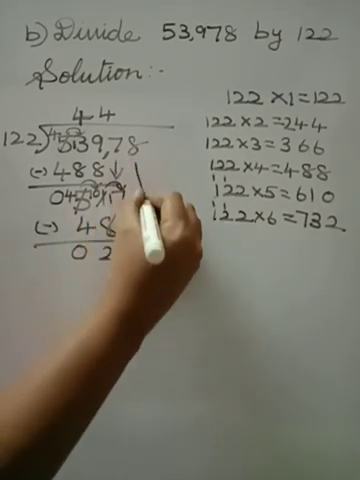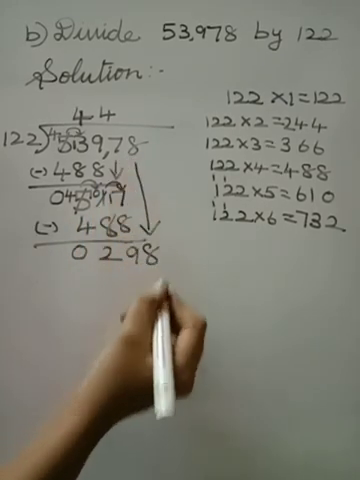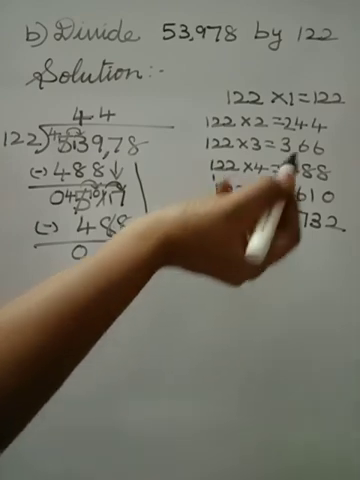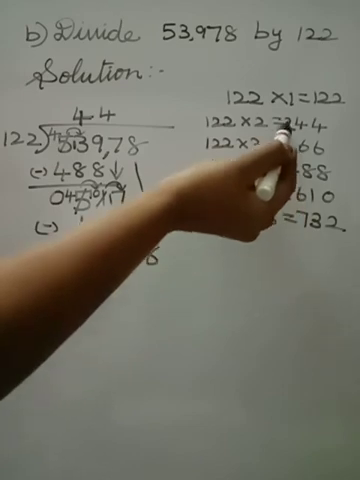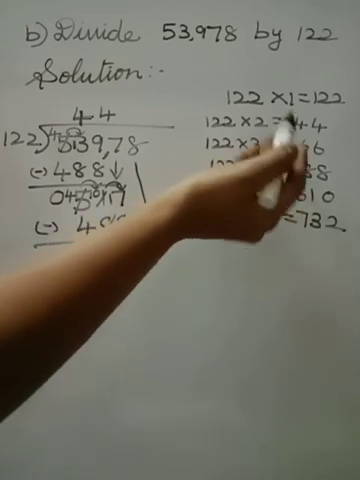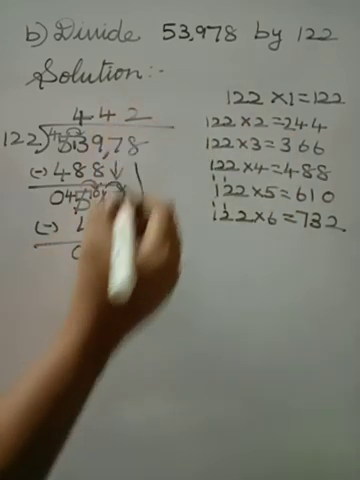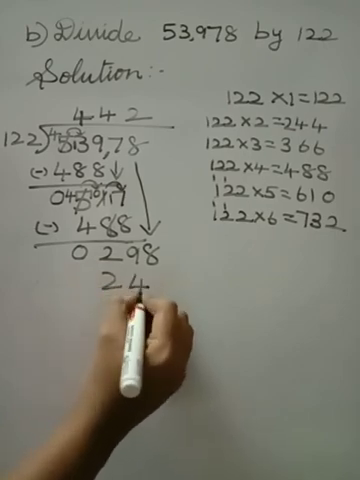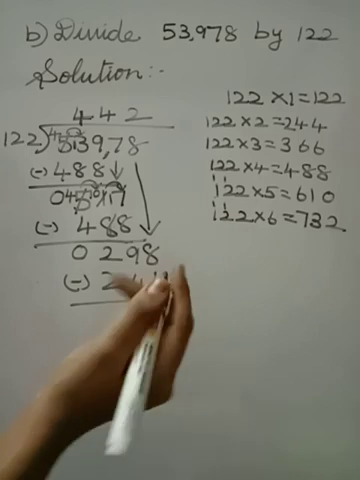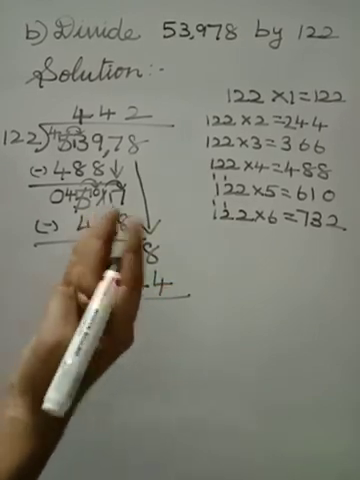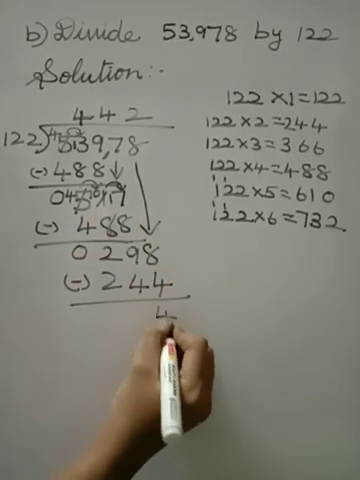Now bring the next number down, 8. So 298. Here 100, 200, 300. Bigger number. So the smaller number is 2 times 122, which is 244. So when you are subtracting, 4 to 8. 4 after 5, 6, 7, 8. So 4 is the answer.